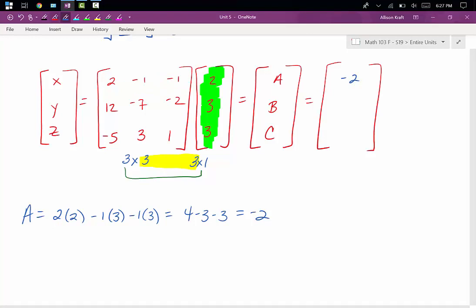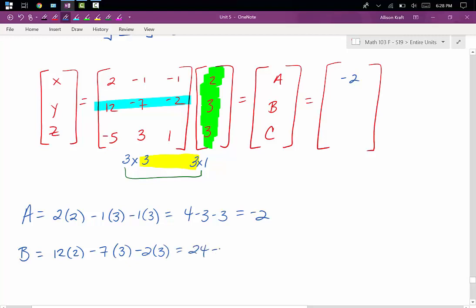Element B is located second row, first column, so we'll be multiplying the second row of the first matrix with the first column of the second matrix. B will be equal to 12 times 2 minus 7 times 3 minus 2 times 3. 24 minus 21 minus 6 gives us negative 3.